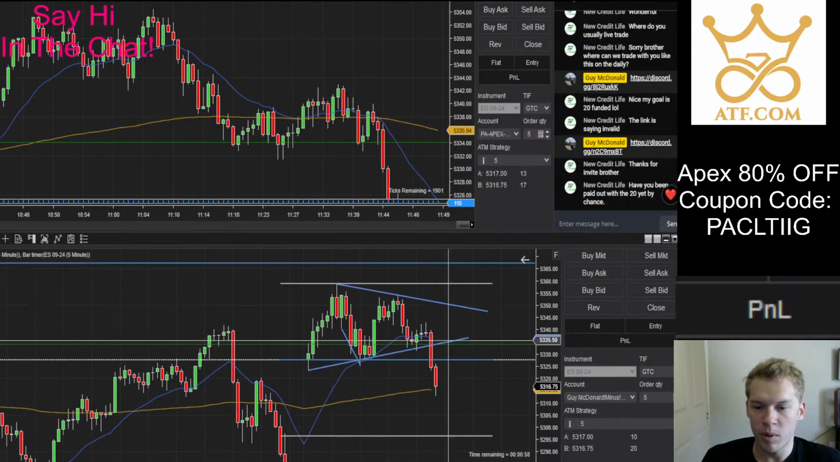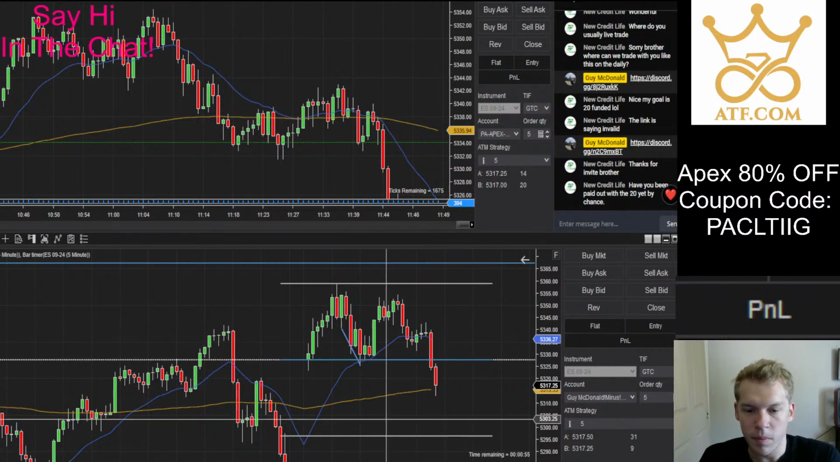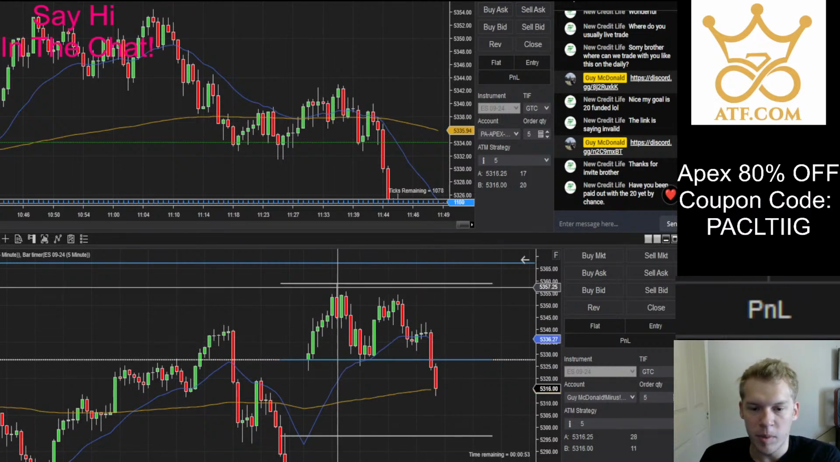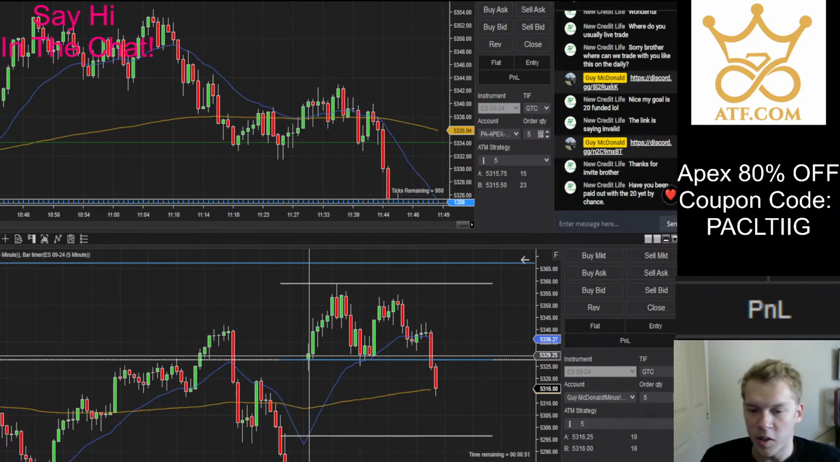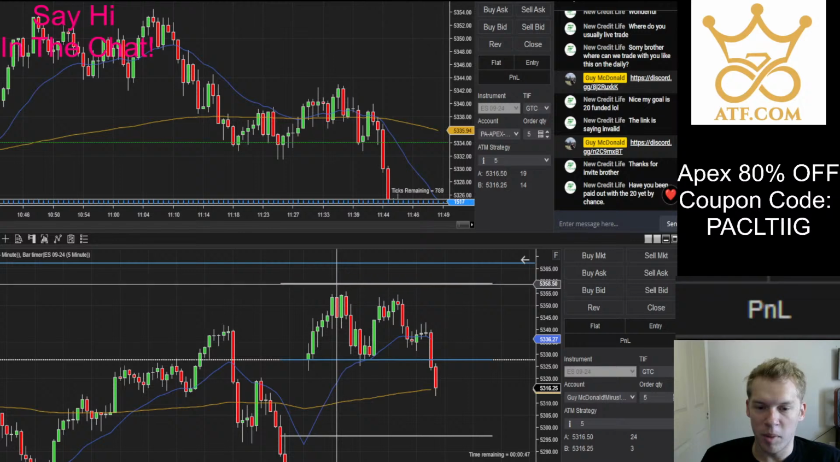Where I would draw my measured move is from this high to the open. And then if we're breaking out, I normally have the range go from the high to the open and then put it down there.